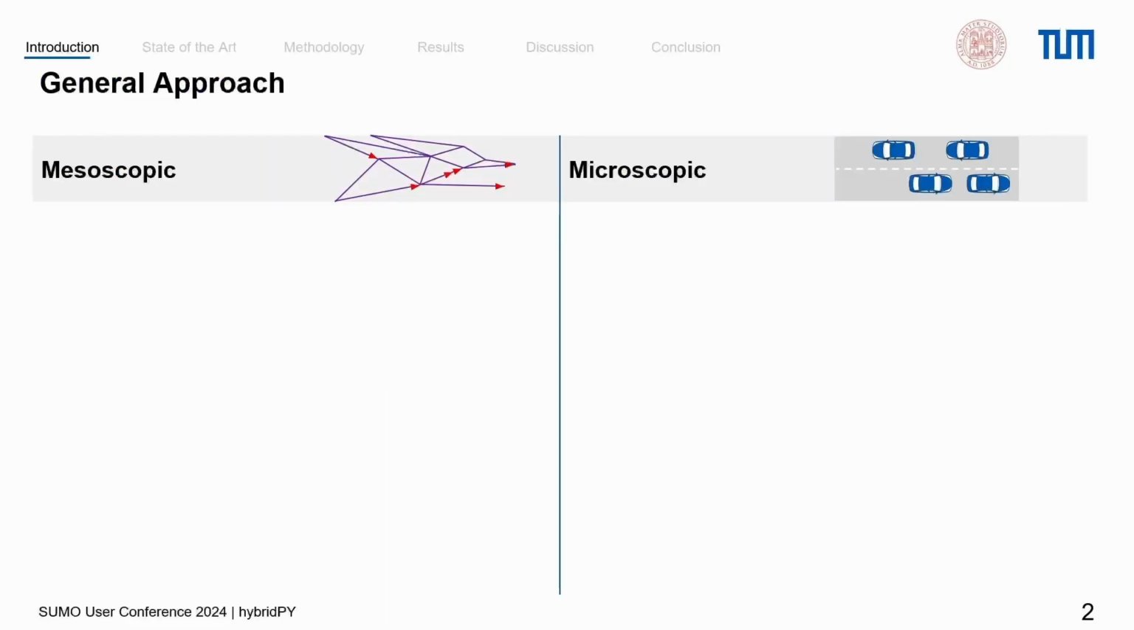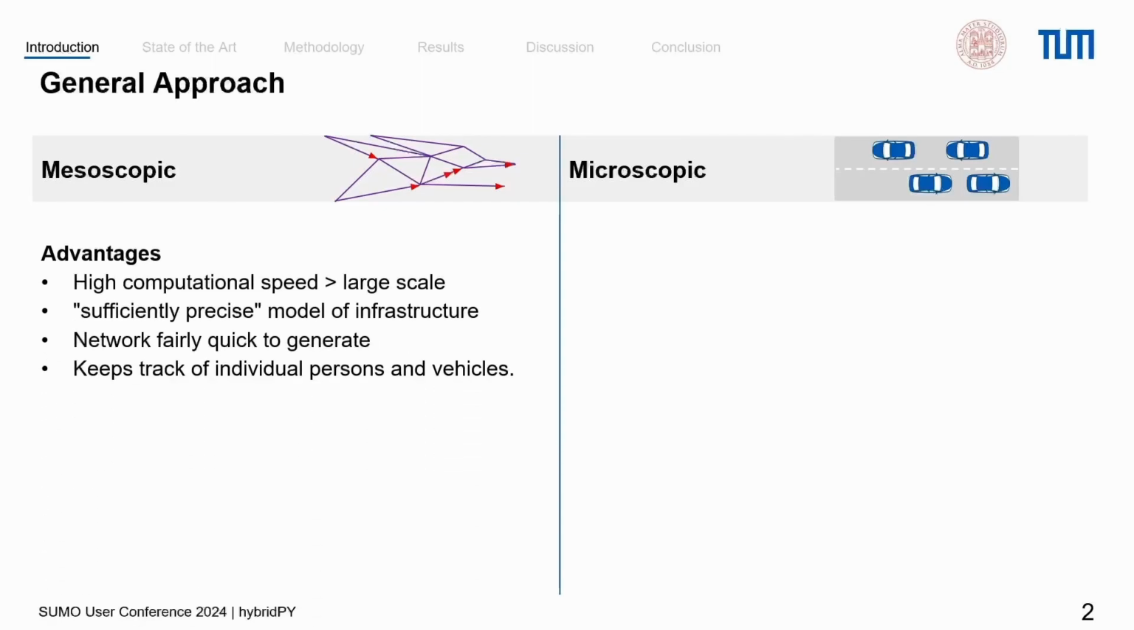First of all, let's have a more general look at our traffic models. On one side, as Jörg already said, we have the mesoscopic models, and on the right side, the microscopic. The advantage of our mesoscopic models is that we have a very high computational speed, which enables those models to simulate very large areas, and they are sufficiently precise to model the infrastructure. As well, the network is fairly easy to create compared to microscopic traffic simulations.